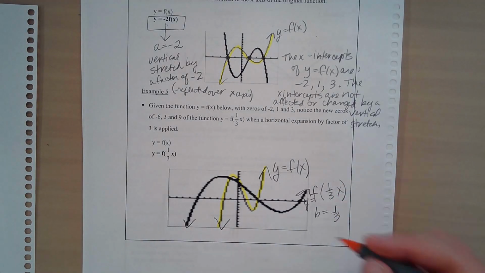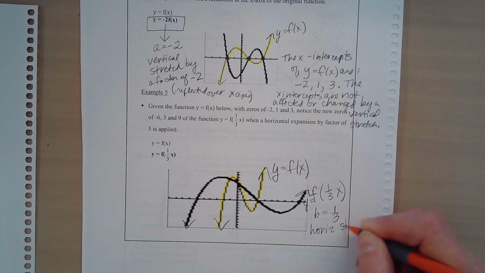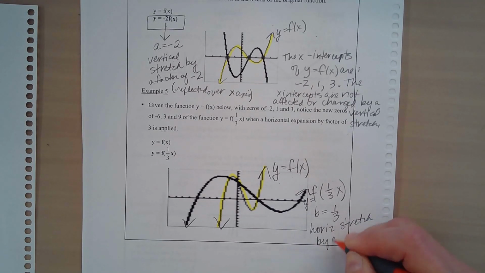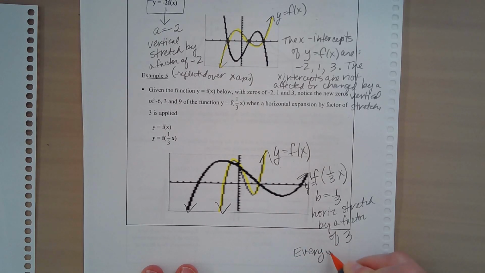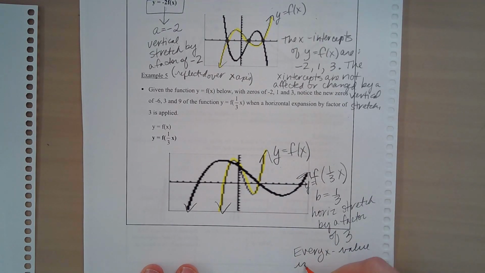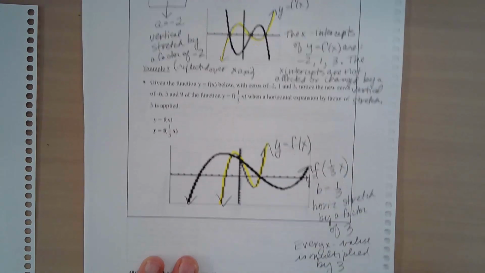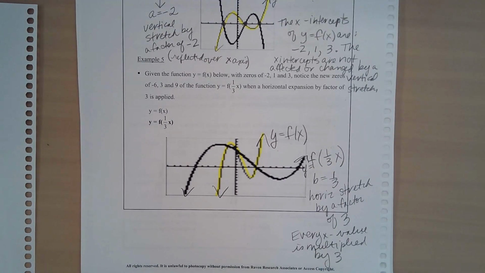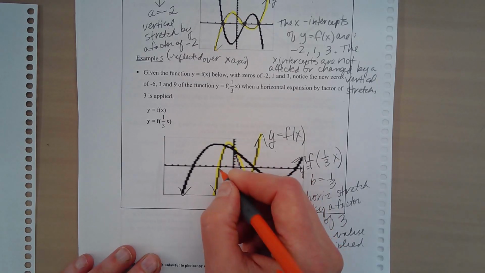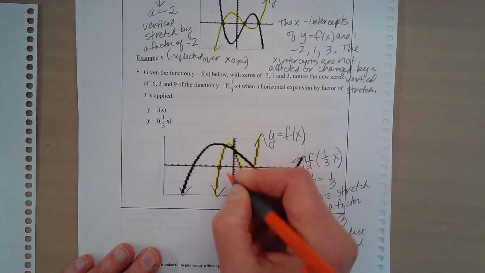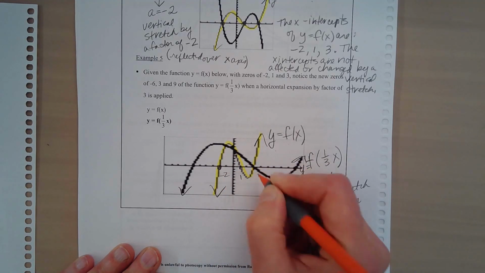If B is a small number, that means there's a horizontal stretch by a factor of 3, right? So every x value is multiplied by 3. So if every x value is multiplied by 3, will the x-intercepts change? Well, here are my old x-intercepts. My old x-intercepts are -2, 1, 3.